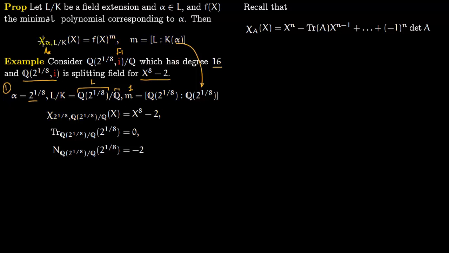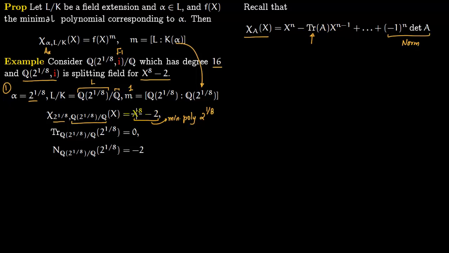So if m is 1, the characteristic polynomial corresponding to alpha, which is 2 to the 1/8, for this field extension L over K, will be just the minimal polynomial. So the minimal polynomial for 2 to the 1/8 is x to the 8 minus 2. So this is the minimal polynomial for our alpha, which is 2 to the 1/8. Now you know that if your characteristic polynomial is given like this, you expand it. This term here is a trace, and the constant term here is the norm.